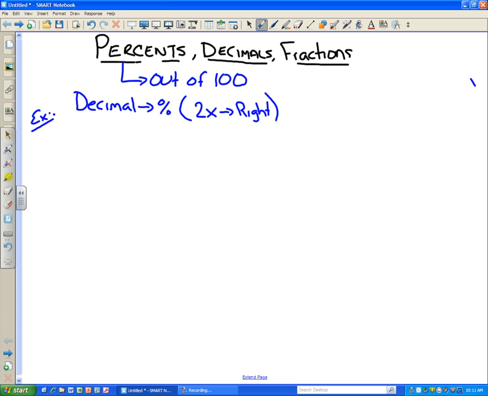So your first example is the decimal 759 thousandths. So we're going to move that decimal 2 times to the right. So our percentage would be 75 and 9/10%.